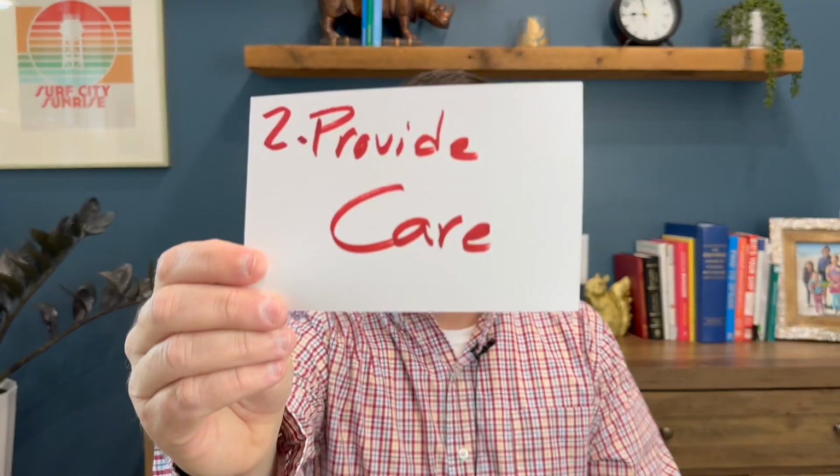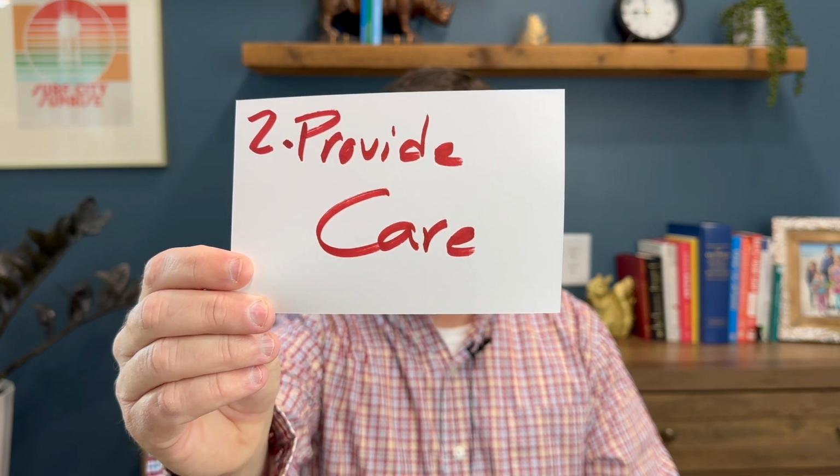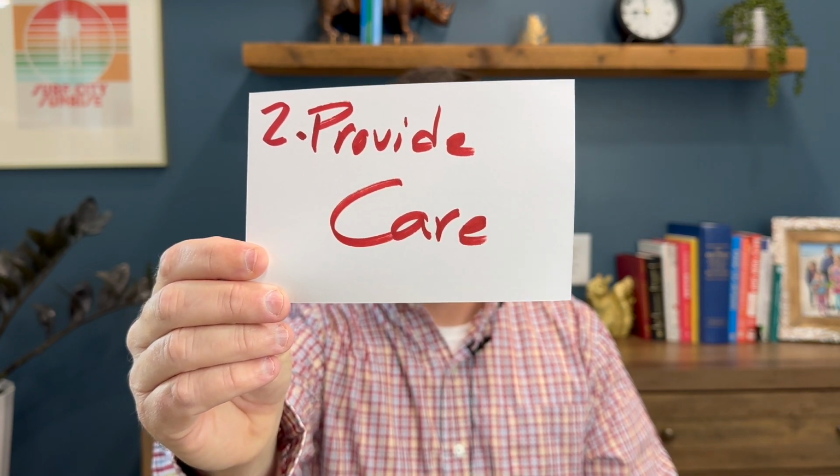So the first step is communication. We got to notify somebody. Somebody needs to know, and that somebody isn't just anybody, that somebody should be the immediate supervisor. The second step is going to be provide care. Take care of the employee.